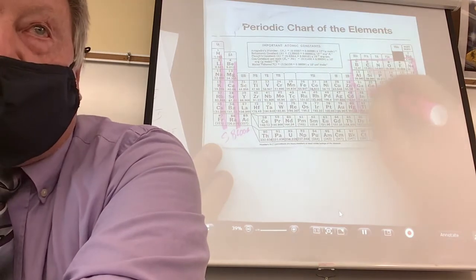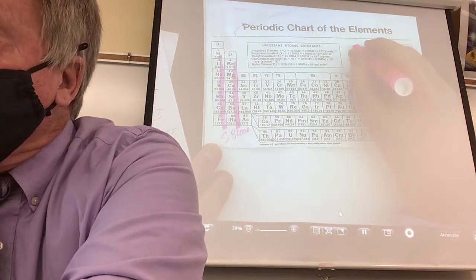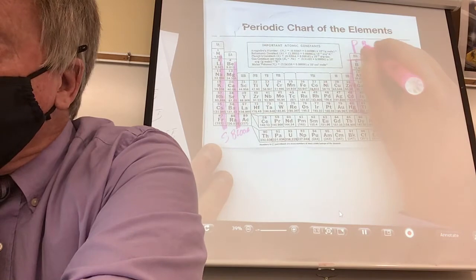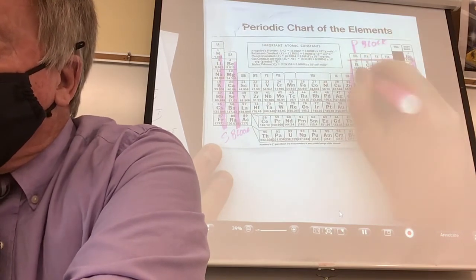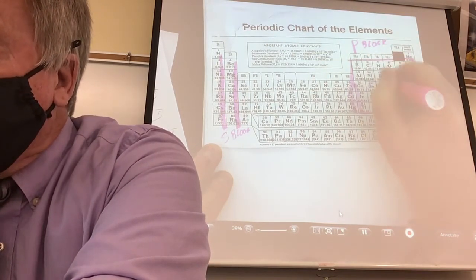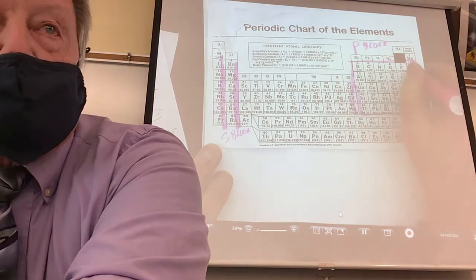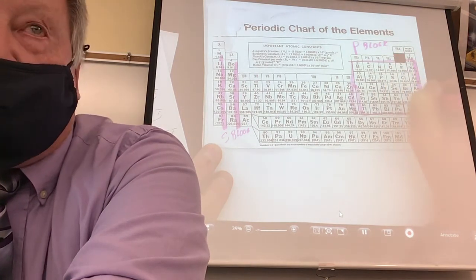All right, what do you call this box right here? And there are 6 columns here. What's that called? P block. That means you're either putting 1, 2, 3, 4, 5, or 6 electrons in the p orbitals.